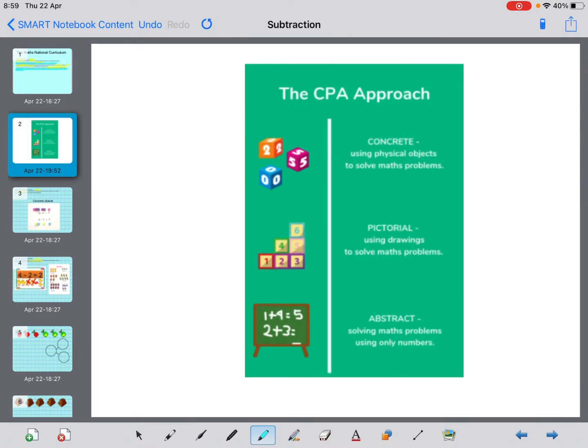So again, with the CPA approach, we use this with subtraction too. So we start off using concrete, physical objects. We then look to use pictures to help us solve problems and work out and take away. And then we look at abstract, so we use number sentences and more mental methods.